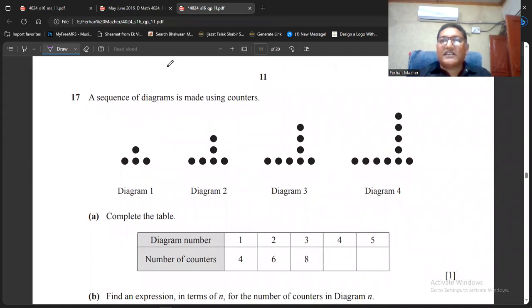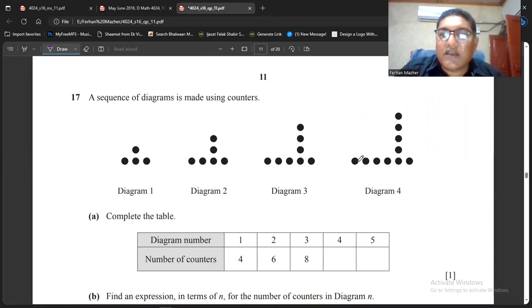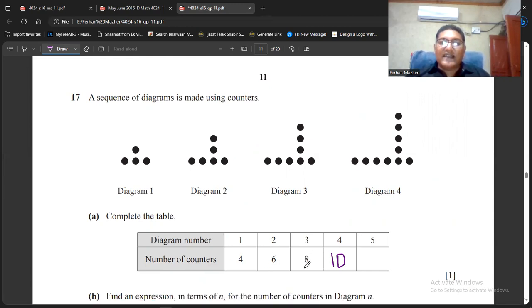Question number 17 is a question on a sequence. The sequence of the diagram is made using counters. Complete the table. So how many counters are in the fourth one? So in the fourth cycle, I have 1, 2, 3, 4, 5, 6, 7, 8, 9, 10. I think 10. So if you look at this sequence, 2 is added, 2 is added, and you can see that 2 is added, 2 is added, 2 is added.